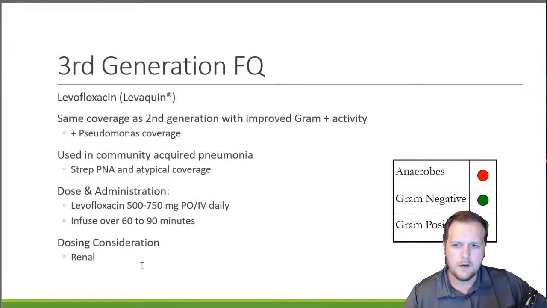Again, renal dose adjustments, so you got to watch out for that. A lot of people like Levaquin because it's pretty easy dosing. You just do like 500 to 750 daily, and then you're done. You don't have to think about it. But remember, the renal function is really, really important there.